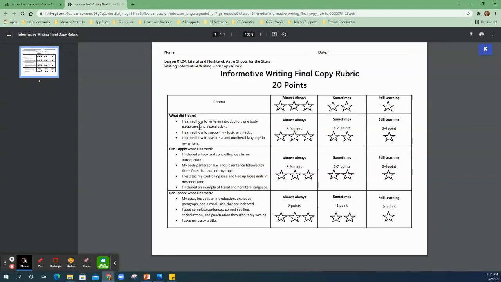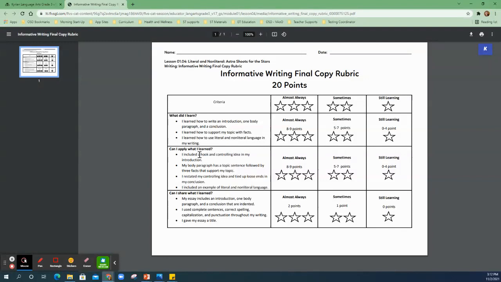What did I learn? I learned how to write an introduction, one body paragraph, and a conclusion. I learned how to support my topic with facts. I learned how to use literal and non-literal language in writing. So this is where I'm going to show what I learned, and it's worth 20 points. I included a hook and controlling idea in my introduction. So I'm probably going to have to write 3 paragraphs because it says an introduction, one body paragraph, and a conclusion. I'm thinking it's 3 paragraphs.